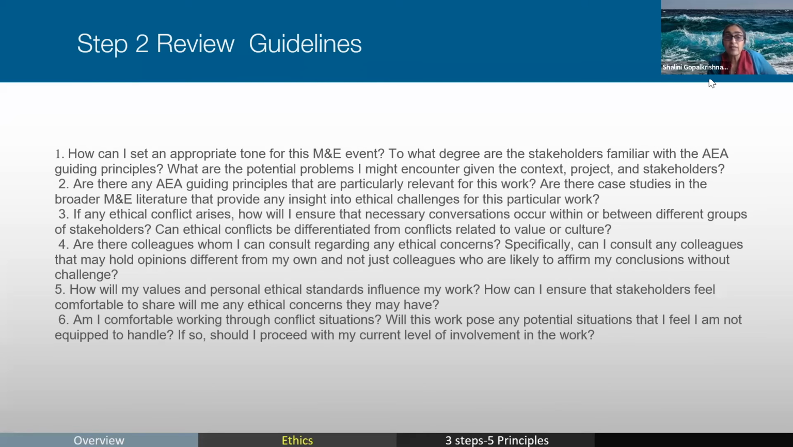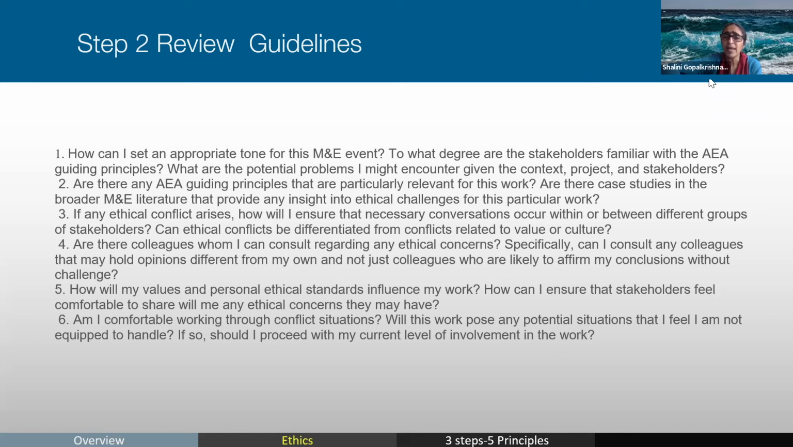If an ethical conflict occurs, how do I make sure there's conversation? Because remember, this can go up in flames very fast, and there'll be a big conflict and people will start fighting. How do you differentiate between ethical conflicts and conflicts because of value and culture? It's a very, very fine line. So think through this and write down the answers.